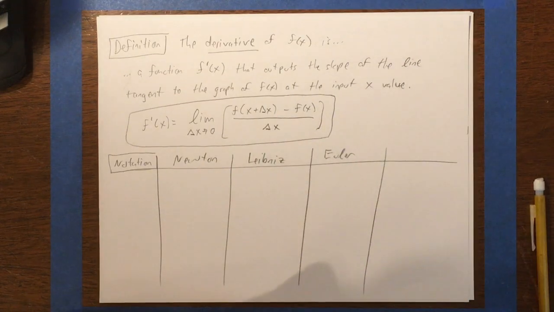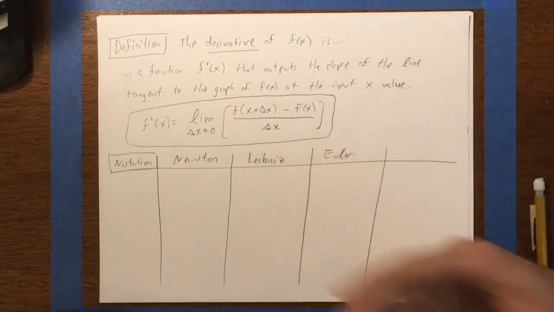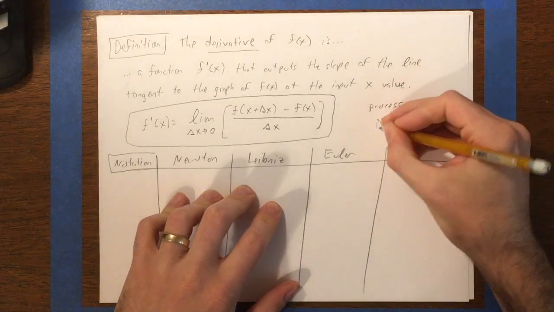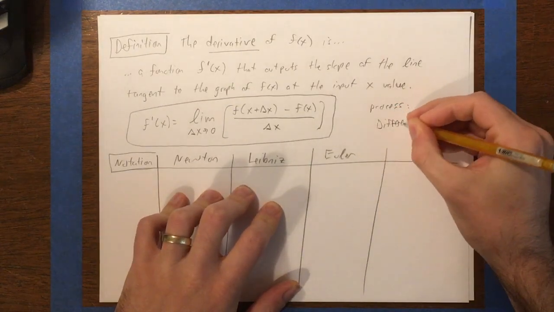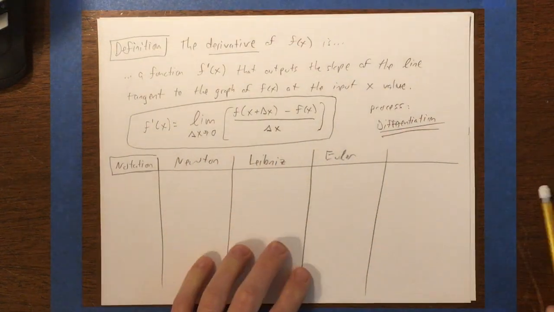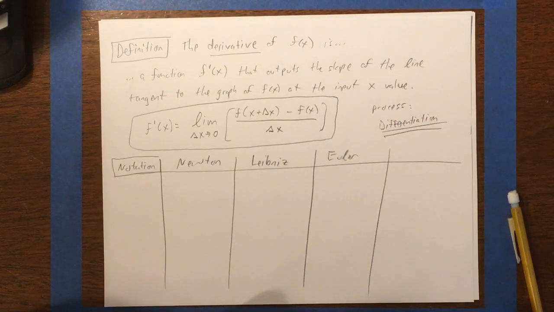That exact limit is why we've been practicing doing limits like this back in chapter 2. It's because they're very important. The process of finding the derivative of a function is referred to as differentiation. We're going to spend a lot of chapter 3 learning about differentiation and different strategies for differentiating, which is different strategies for finding the derivatives of functions.